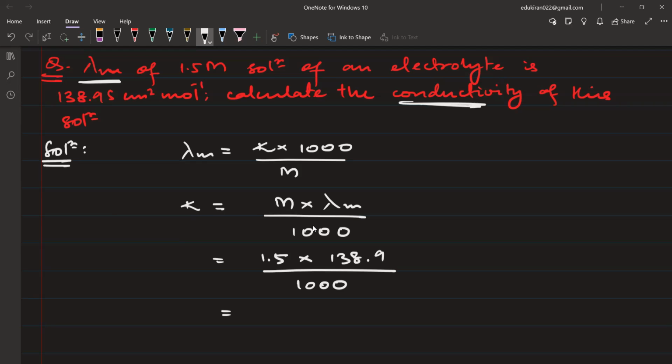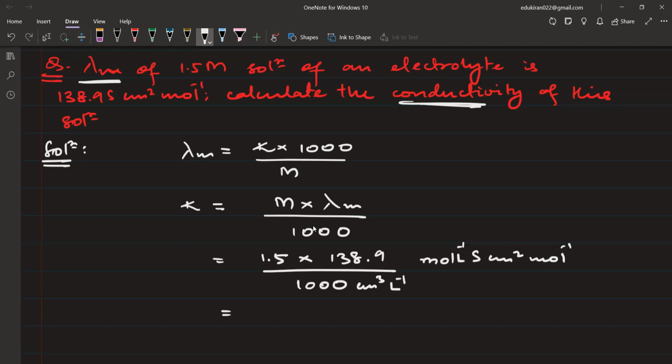Let's look at the units first. This 1.5 is moles per liter and 138.9 is having a unit of Siemens centimeter square mole inverse. Now, what is this 1000? 1000 represents that 1000 centimeter cube is present in 1 liter. We are just dividing this by 1000 centimeter cube or 1 liter, it's the same thing.